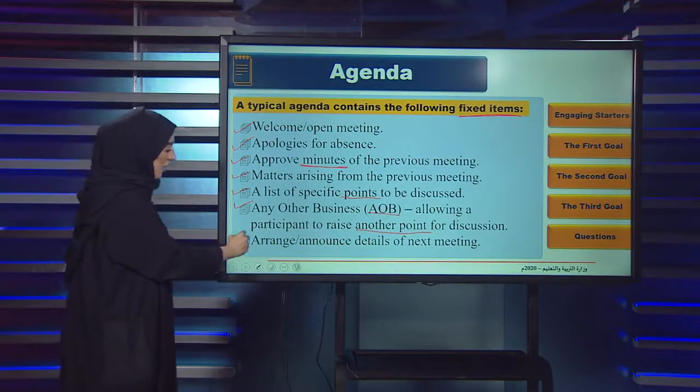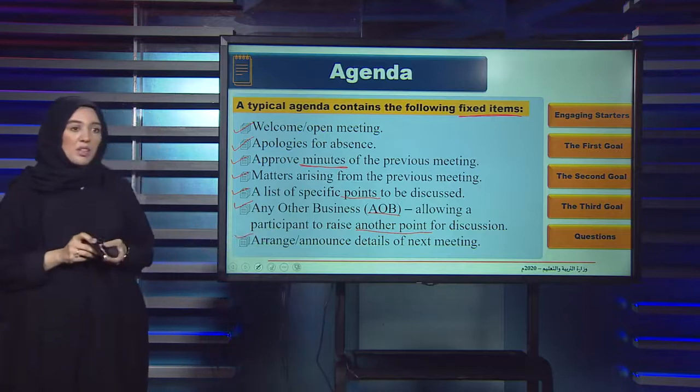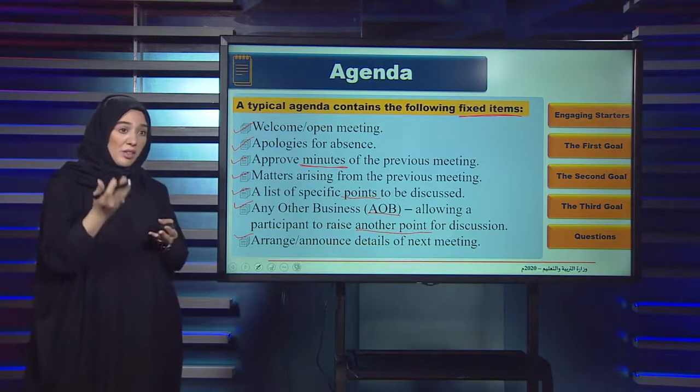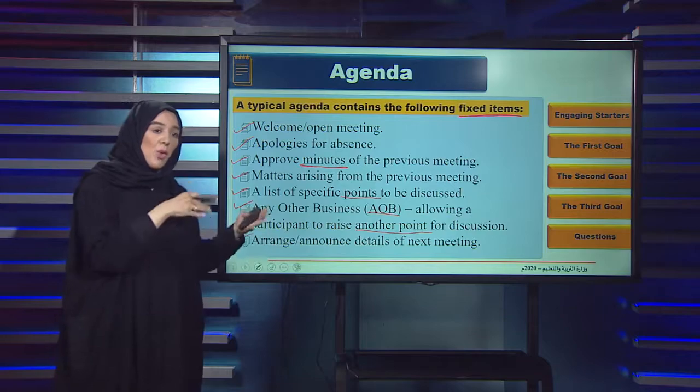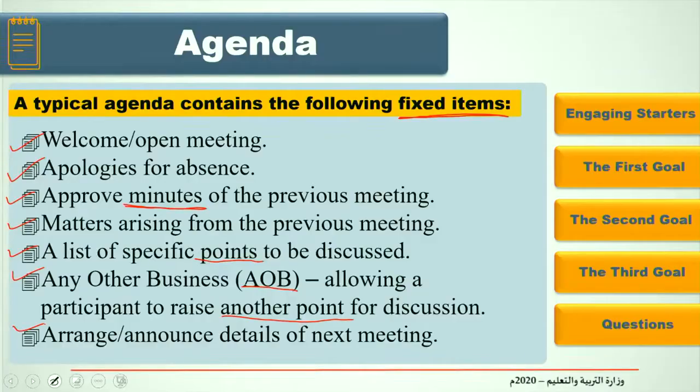And then arrange or announce details of the next meeting. If we're going to have another meeting, the chairman, before the members leave, must tell them that, for example, next week we're going to have a meeting at 10 o'clock in conference room number 2.